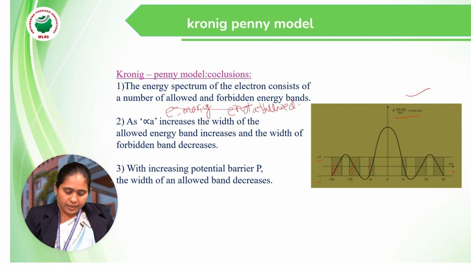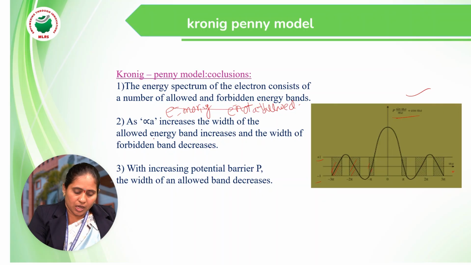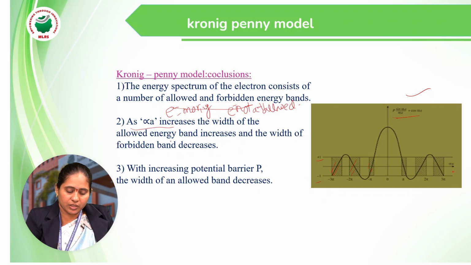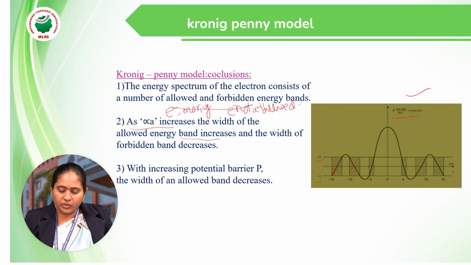So, here the spectrum consists of a series of allowed and not allowed bands. The energy spectrum consists of what? A series of allowed bands and not allowed bands. Here, as alpha A values increase, at pi, 2 pi, 3 pi, the allowed band width goes on increasing. If alpha A increases, what is happening? The electron is free to move in the band, that is, the allowed band width goes on increasing as alpha A increases.